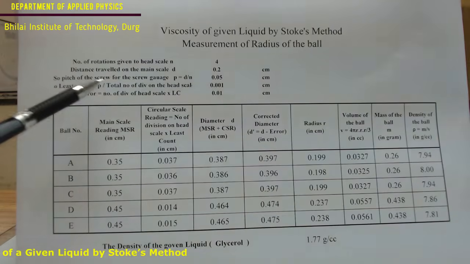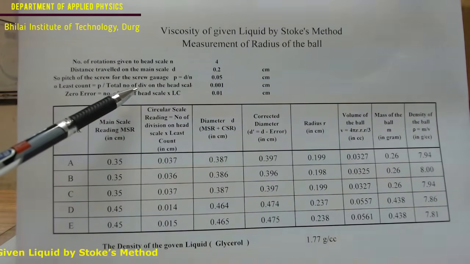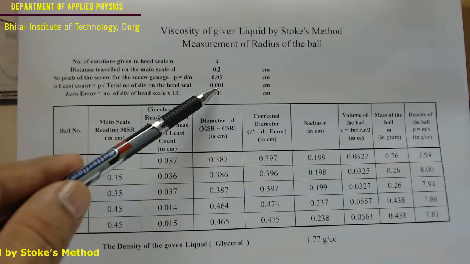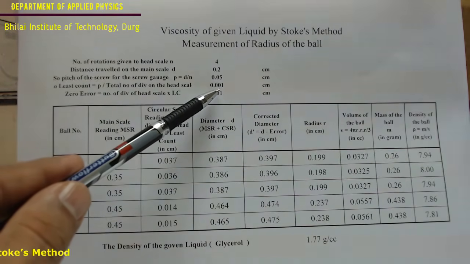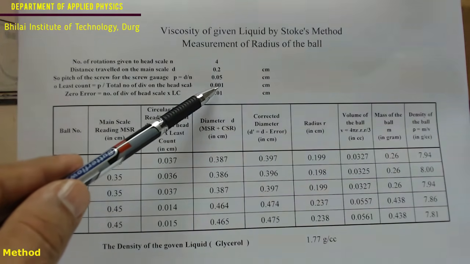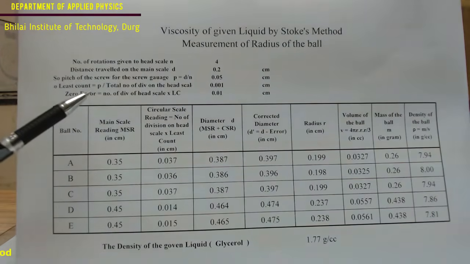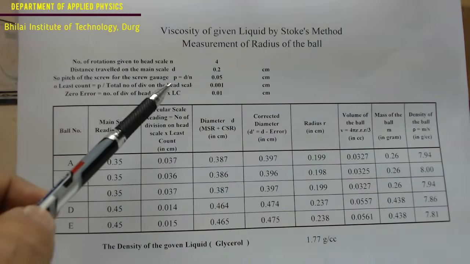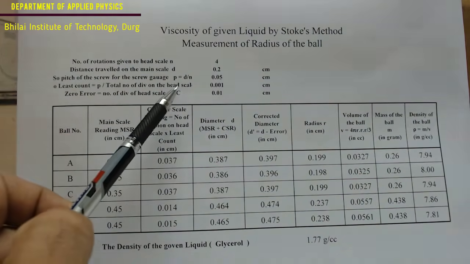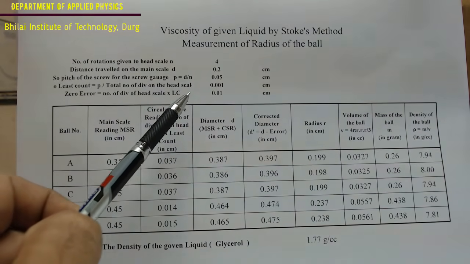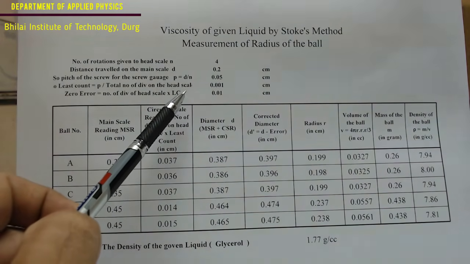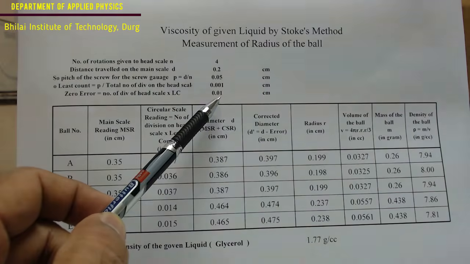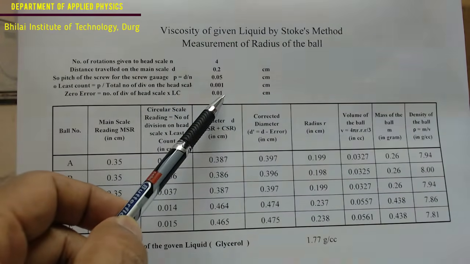Now the least count is the pitch of the screw divided by the total number of divisions on the head scale, that is the circular scale. So pitch 0.05 divided by 50 becomes equal to 1 divided by 1000 centimeter, that is 0.001 centimeter is the least count. Now the zero error is the number of divisions on the head scale multiplied by the least count. Here in this specific case, 10 divisions had been crossed, a 10 division overshoot was there. So 0.001 multiplied by 10 becomes equal to 0.01 centimeter. This is the zero error.